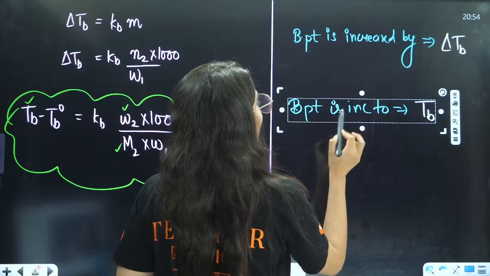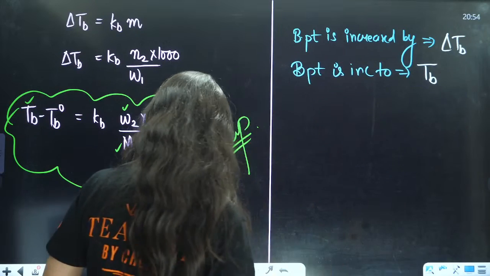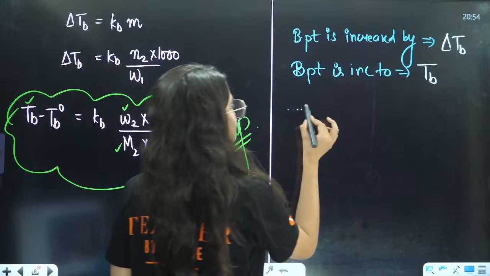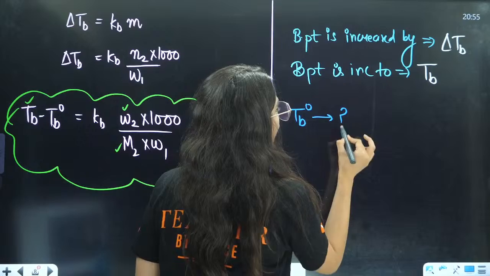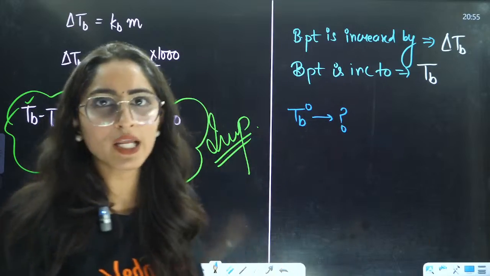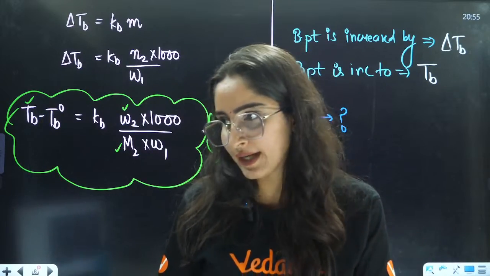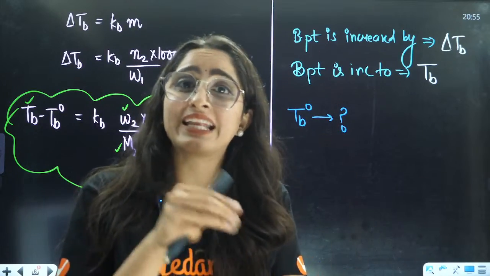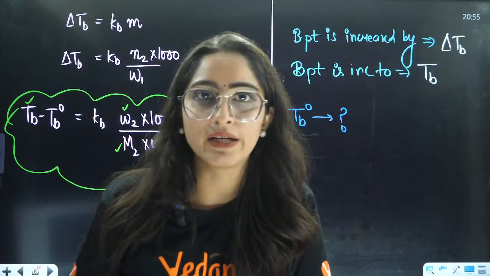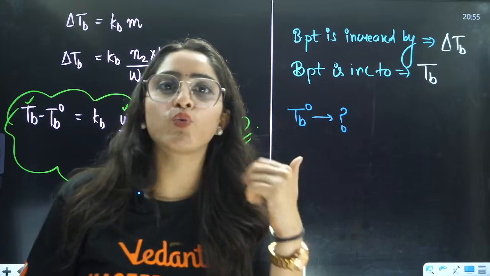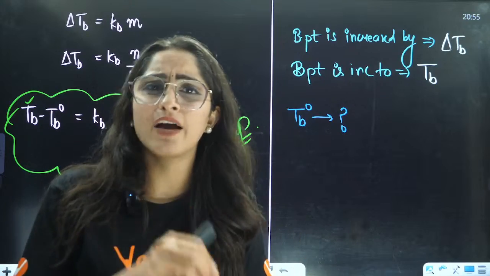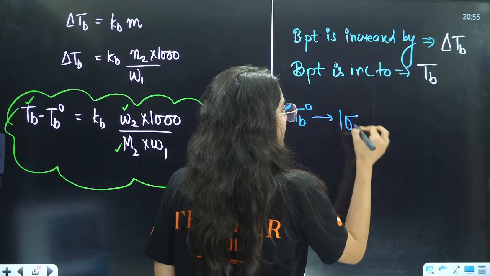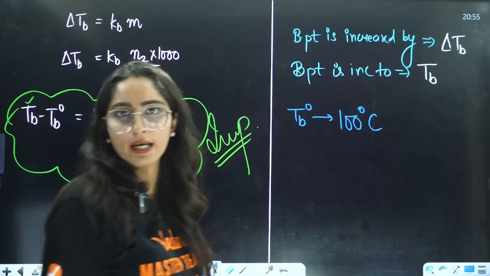Now, one more thing regarding this is TB naught. Ma'am, what will be the value of TB naught? Usually you will be given water as the solvent, right? If they have not given water as the solvent, they will mention the initial boiling point of the solvent. But usually if you see aqueous solution and so on, that means they have given you water as the solvent. So if water is the solvent, that means you will take 100 degrees Celsius, right?